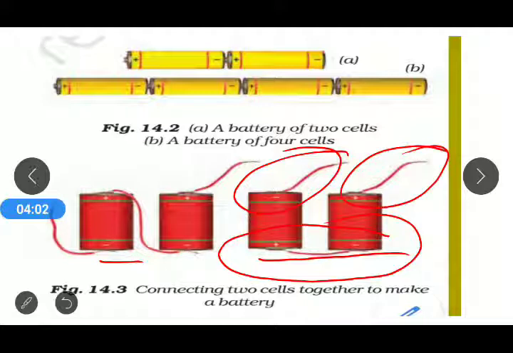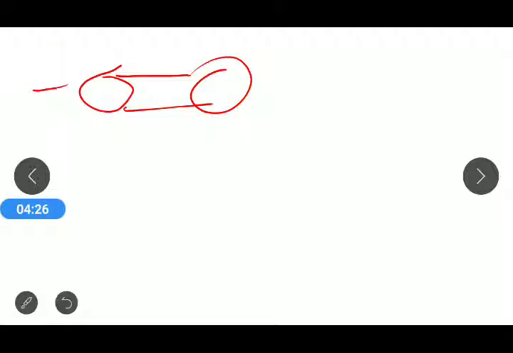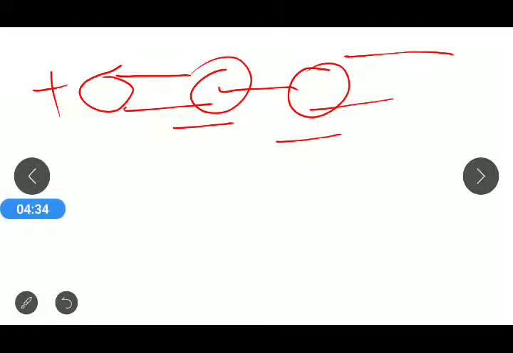So these are some ways by which we can connect the cells with each other and form a battery. These are the simple ways by which we can arrange the combination of cells. Again I told you the first combination is one in which we take the cells, this is the positive terminal, this is the negative, then we take a wire and connect the negative terminal of one cell to the positive terminal of the other.